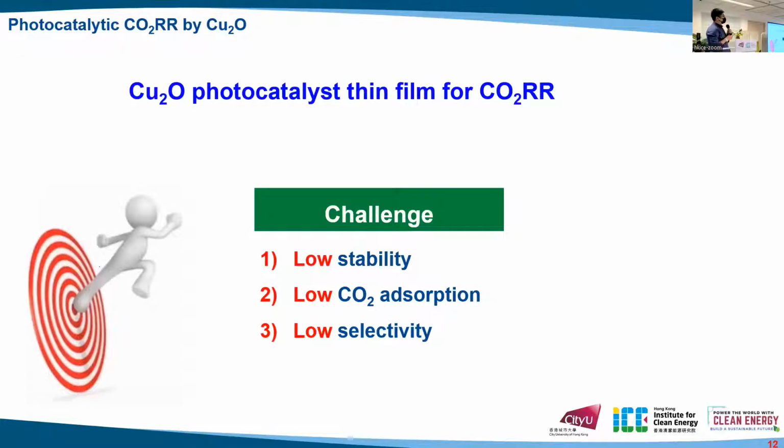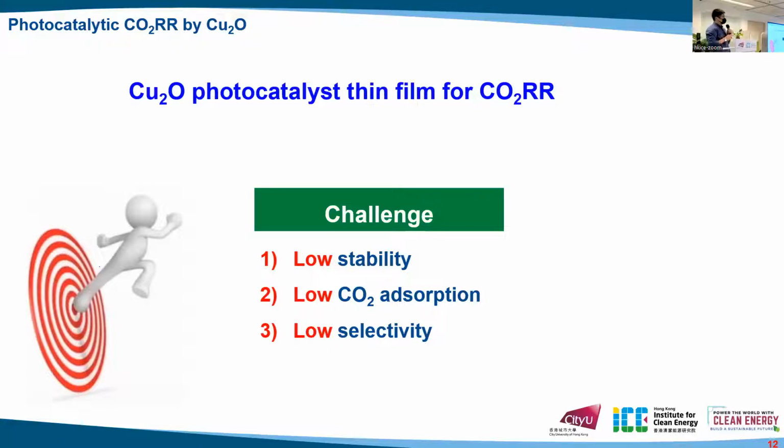However, when we use it for the carbon dioxide reduction reaction, there are 3 major challenges that we need to address. The first is low stability. Under light illumination, cuprous oxide can be either reduced to copper or oxidized to copper oxide, thus losing its excellent visible light harvesting ability. Secondly, due to the intrinsic bulk property of metal oxide, cuprous oxide cannot provide abundant active sites for carbon dioxide adsorption and activation.